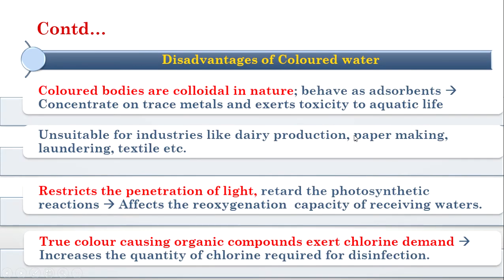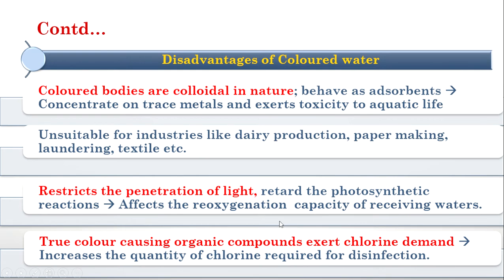There are many disadvantages of colored water. We have already seen some during the discussion about physical pollution. Here are some. Colored water bodies are colloidal in nature, and they will absorb many metals and other things. That is one disadvantage. It is also unsuitable for certain industries like paper, laundering, textile, etc. It restricts the penetration of light, and true color is caused by organic compounds, except for chlorine demand. So chlorine demand will be there. These are the main disadvantages of colored water.